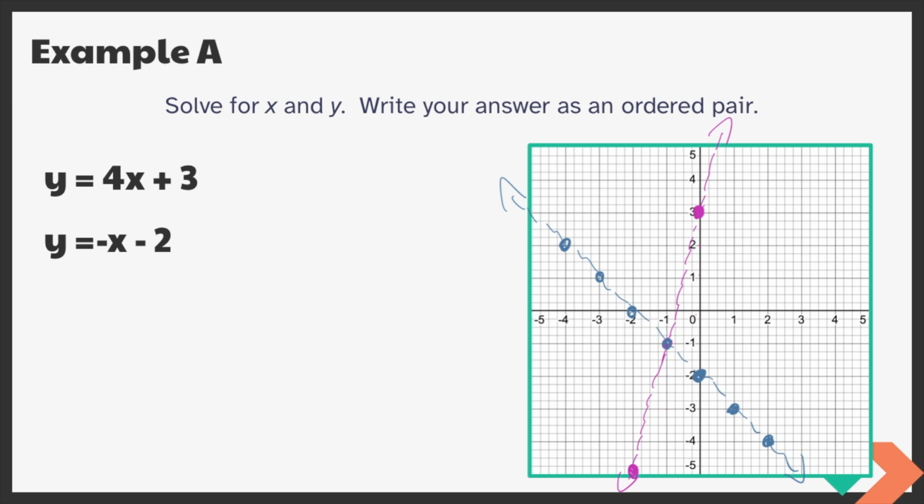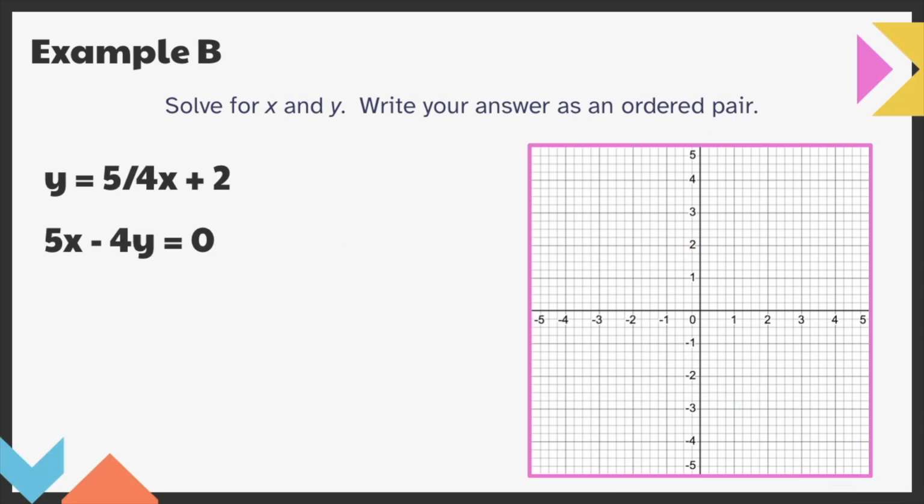So we can see that they are intersecting right here at negative 1, negative 1. So this is going to be our solution. So all we have to do when we use graphing is we're going to take our points and find where the lines cross for our intersection solution. Now let's take a look at example B.